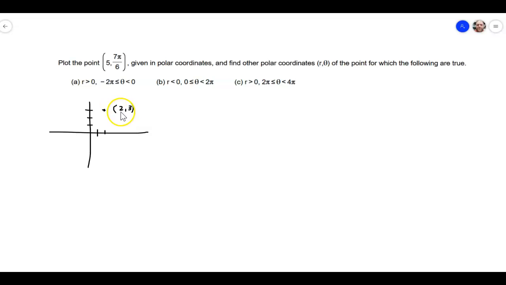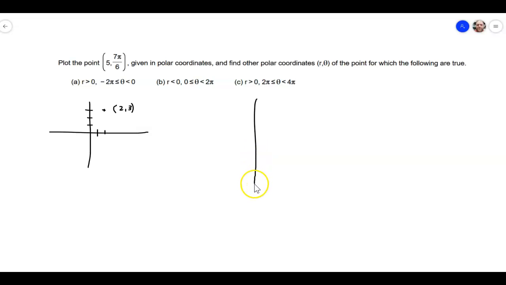Because here you can only move 2 to the right. If you move any other value to the right or left, you're not going to get exactly on this vertical line. And the same is true for the horizontal line that the point is on. So the purpose of this exercise is to show you that with polar coordinates, we don't have this kind of uniqueness that we do with the rectangular coordinate system. So let's see why we don't.